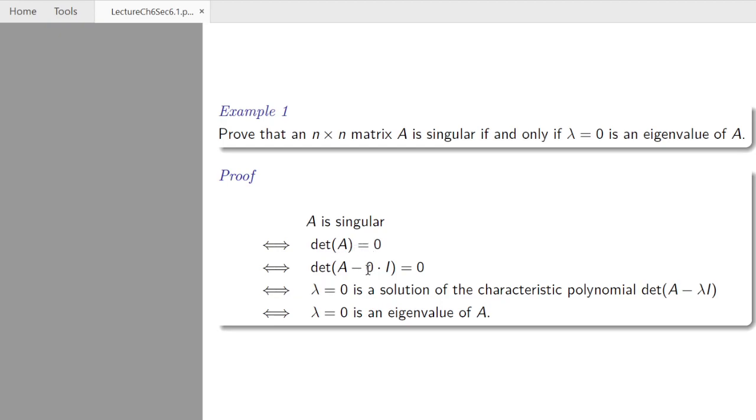But here, if we think about 0 as a scalar lambda equals 0, then we can say this is equivalent to saying lambda is a solution of the characteristic polynomial P. And that means lambda is an eigenvalue of the matrix A. We recall we proved 5 equivalent conditions for a scalar number to be an eigenvalue of matrix A.